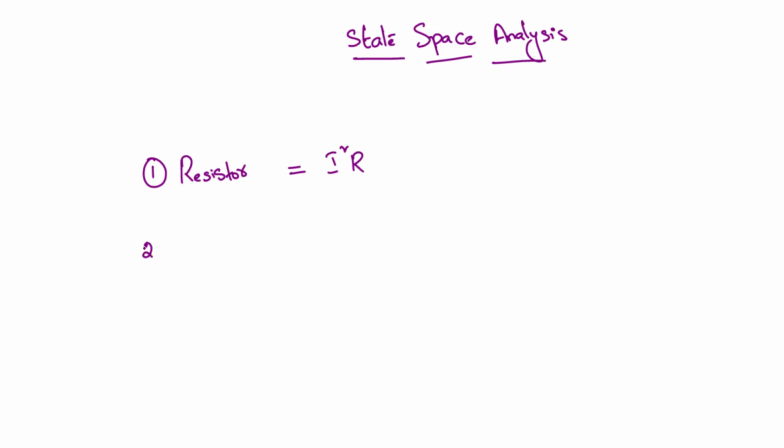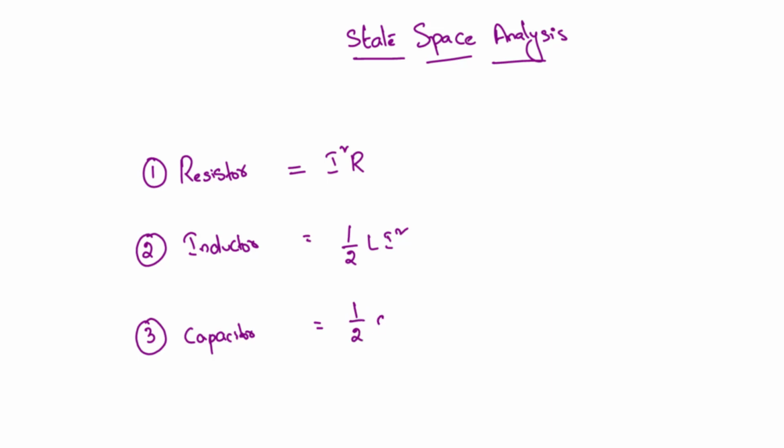Similarly, the other important parameter is the inductor. The inductor will store the energy. The amount of energy stored by the inductor is represented as half L into I square. The other important parameter is the capacitor. So the capacitor is another energy storage element. The amount of energy stored in the capacitor is half C V square.